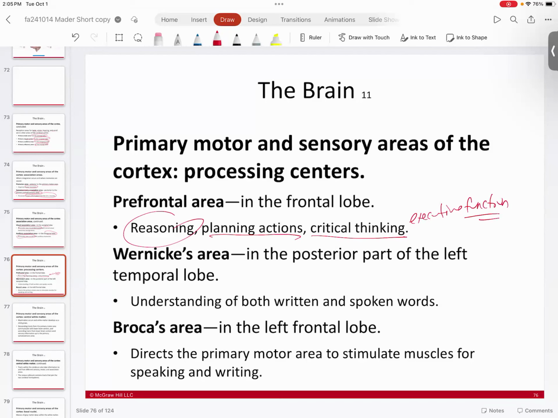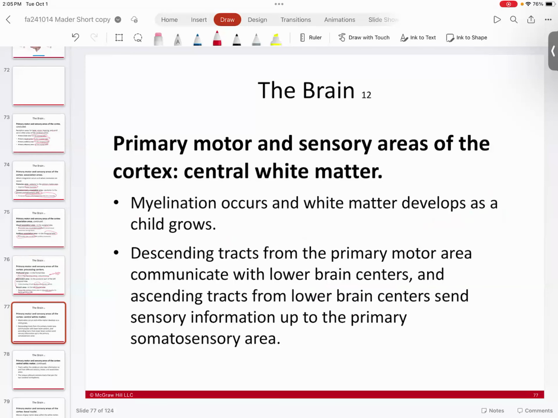Wernicke's area is the posterior part of the left temporal lobe. This is basically where you get your verbal skills, your written and spoken intelligence. Broca's area, which is in the left frontal area, is essentially your primary motor area that stimulates muscles, especially for speaking and writing. Oftentimes you want to connect these two so you can recognize and understand written and spoken word, but also be able to produce them.